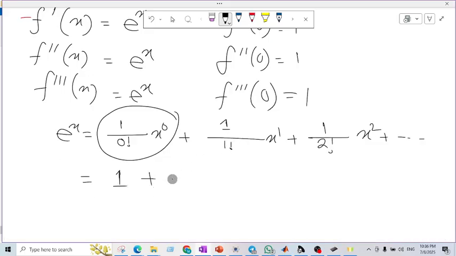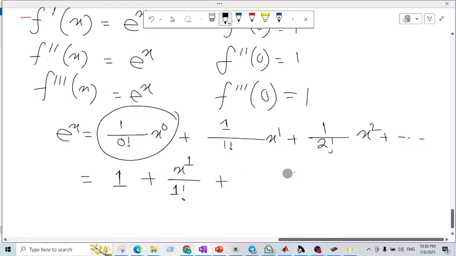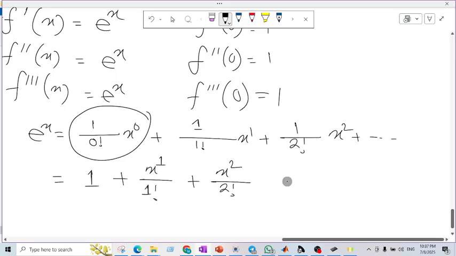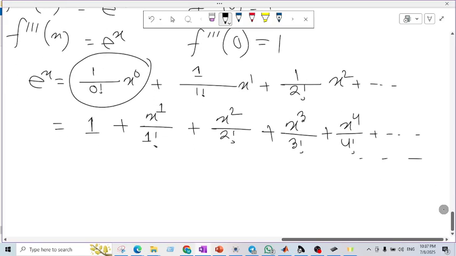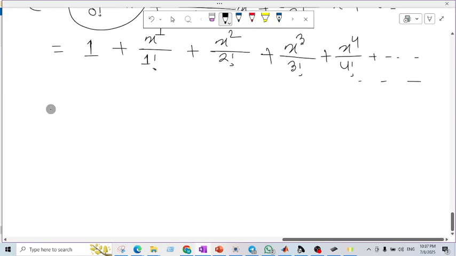Then this term will be x to the power 1 divided by 1 factorial, then this is x squared divided by 2 factorial. And by observing the pattern, you can write the next term, it is x cubed divided by 3 factorial. By watching the pattern, you can write x to the power 4 divided by 4 factorial, and it goes on for infinity. So let's now find sin x.